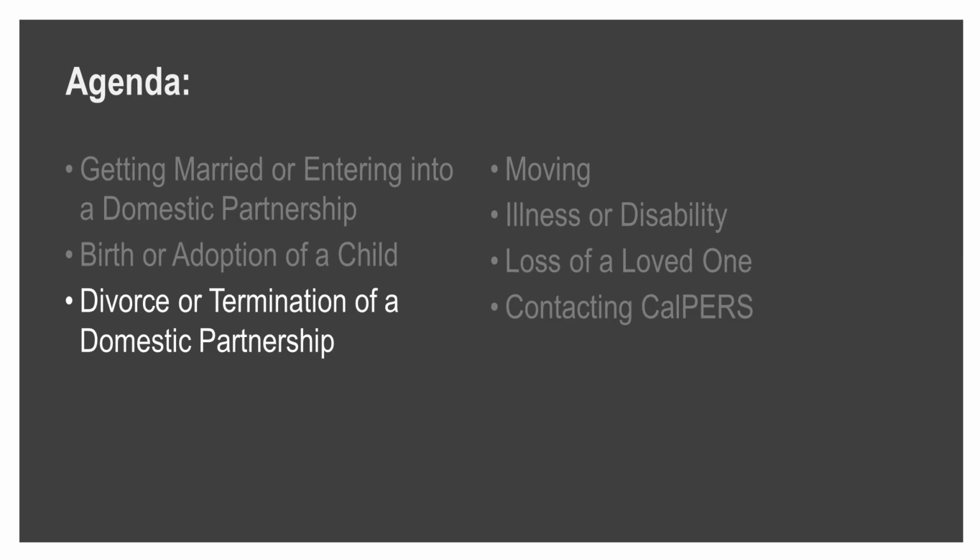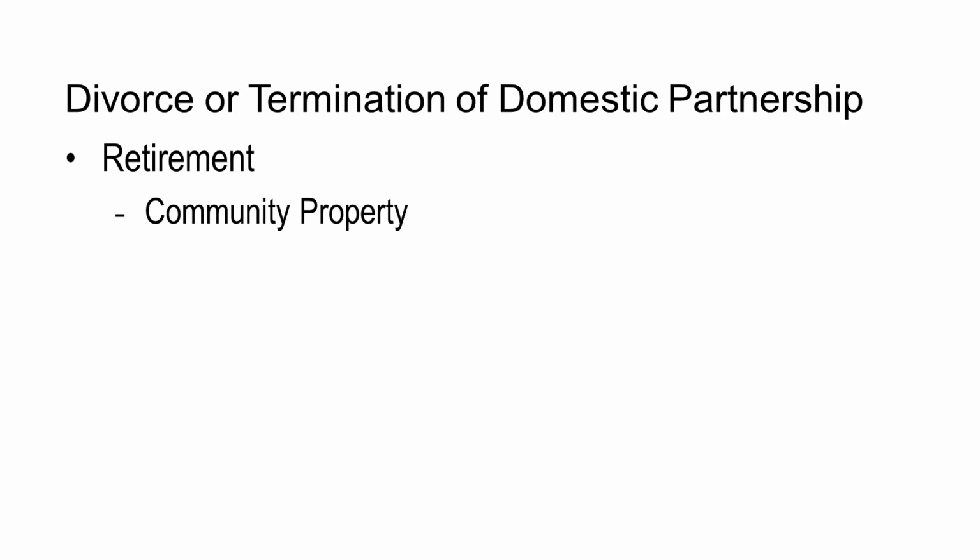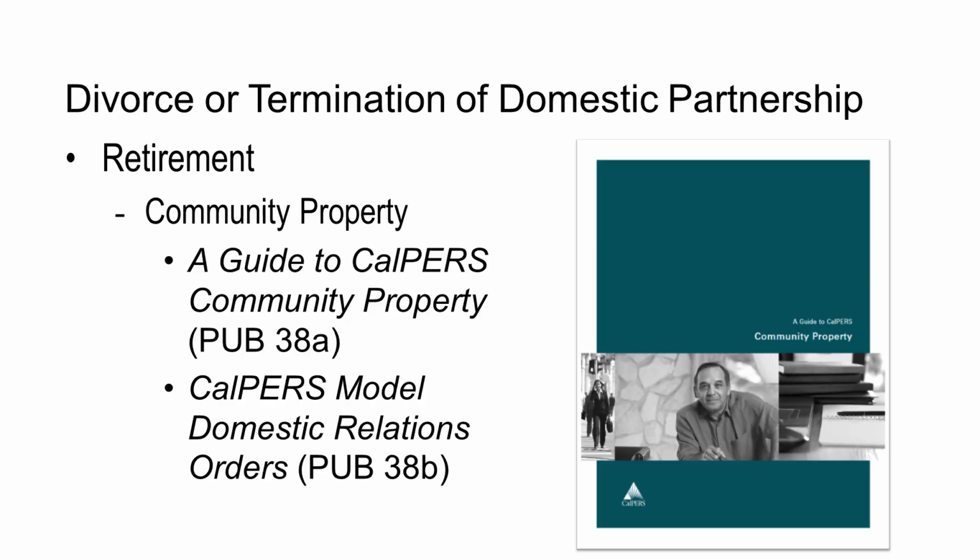What happens if you get divorced or terminate a domestic partnership? Your CalPERS benefits are considered community property under California law. You should review our publications, A Guide to CalPERS Community Property, Publication 38A, and CalPERS Model Domestic Relations Orders, Publication 38B, to see how this may impact the future benefits you are receiving now if you are retired, or your future retirement benefits if still working. CalPERS will need a copy of your community property settlement agreement.